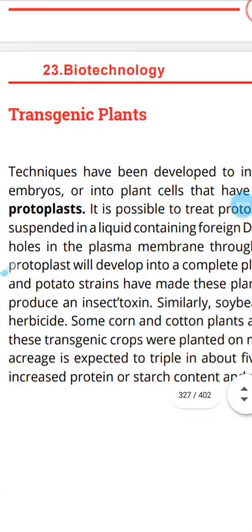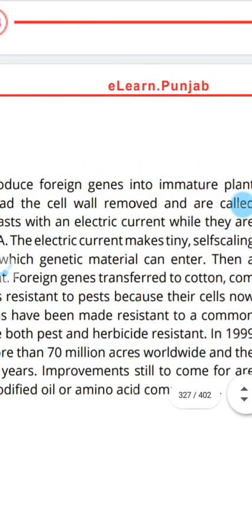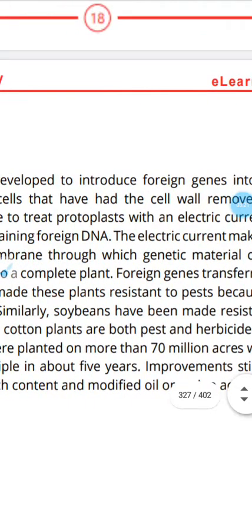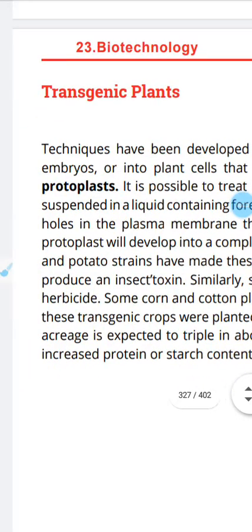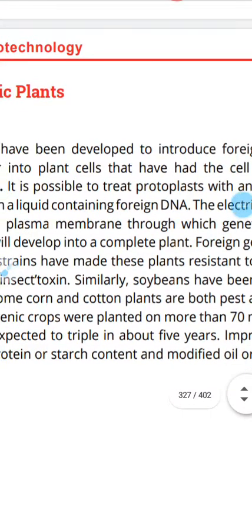Transgenic plants: all plant cells are totipotent. Totipotent means they are not much differentiated. So when you are going to enter the genes into the plant, you have to take care. The reason is that you have to expose the protoplast, and a particle gun is used to change it, and there are some other processes by which foreign genes can enter.